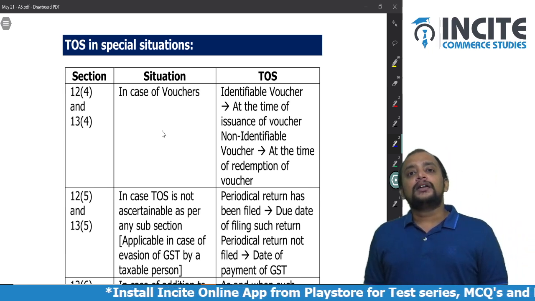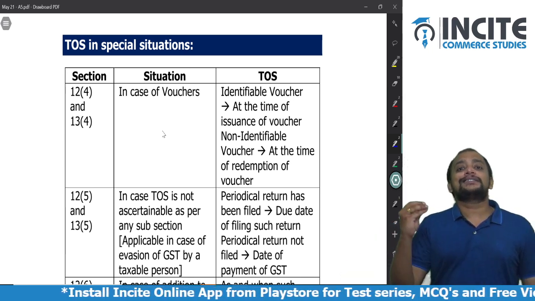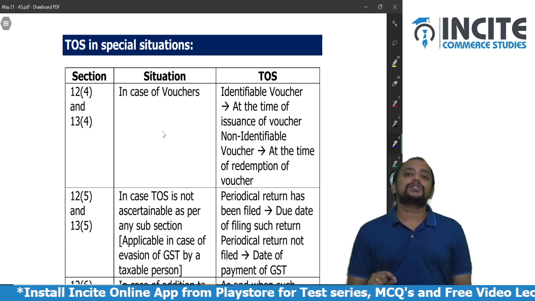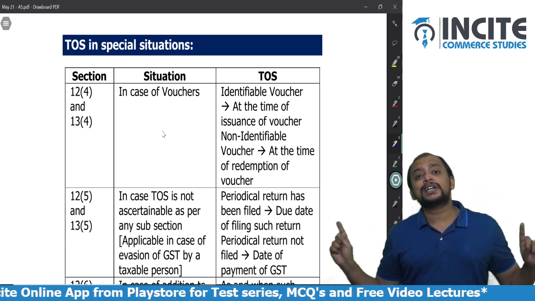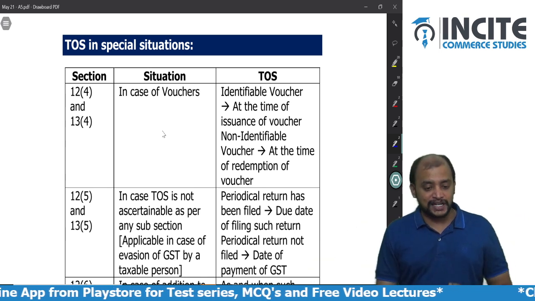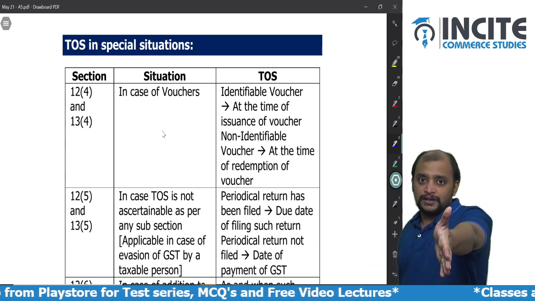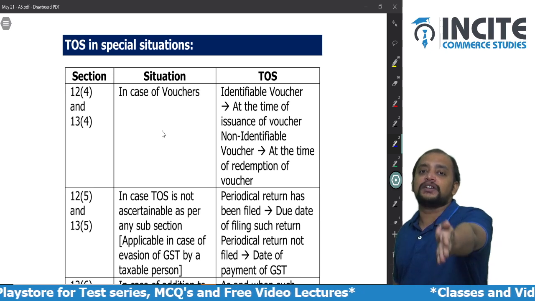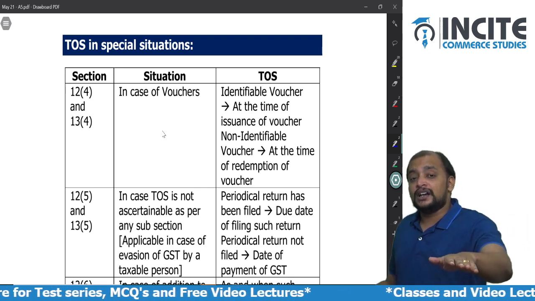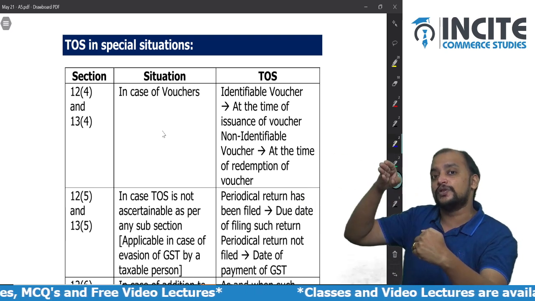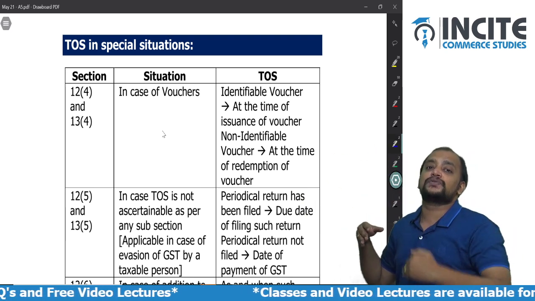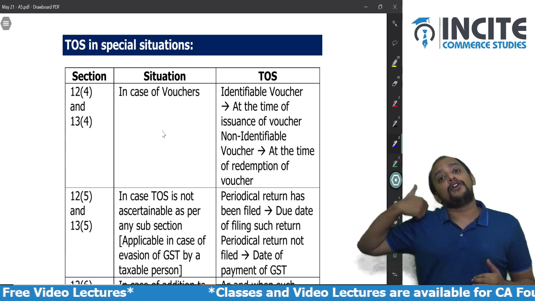Now, a voucher is a consideration. Try to understand: a voucher is a consideration against supply of goods or services. A voucher as such is not a supply of goods or services. For example, I am giving you a voucher, 500 rupees worth of voucher. That is not a supply. But you will redeem that voucher and purchase some goods or services. So this voucher of 500 rupees will be taken as consideration for the supply of goods.